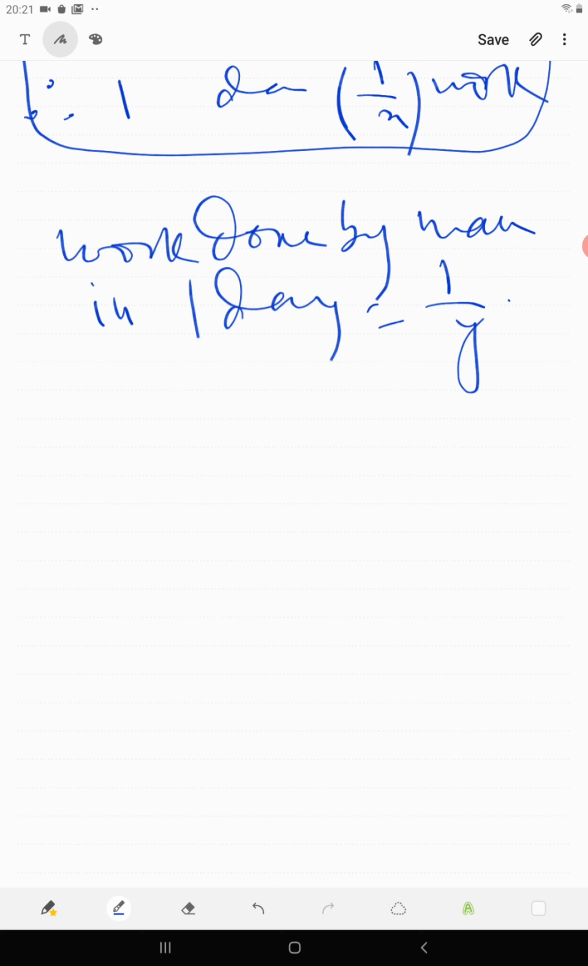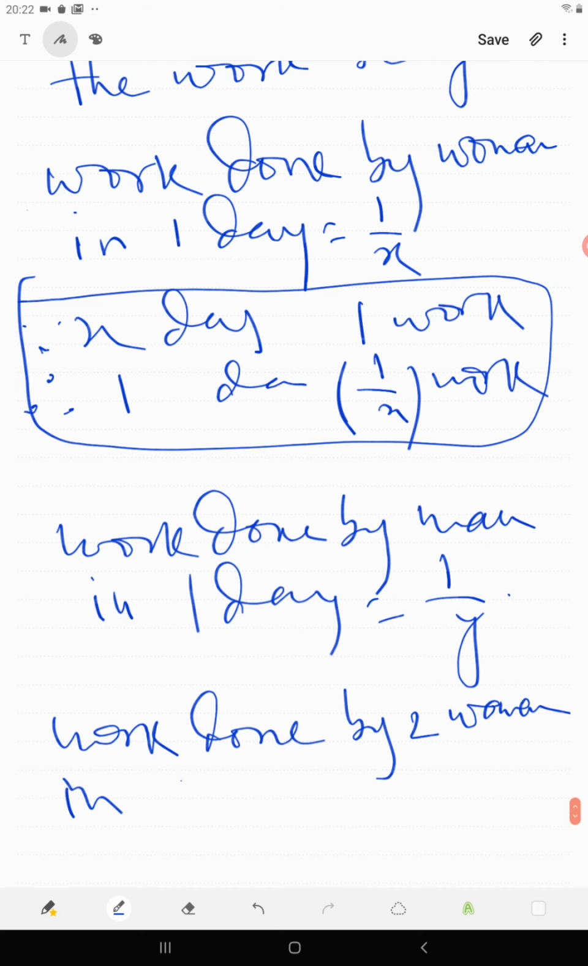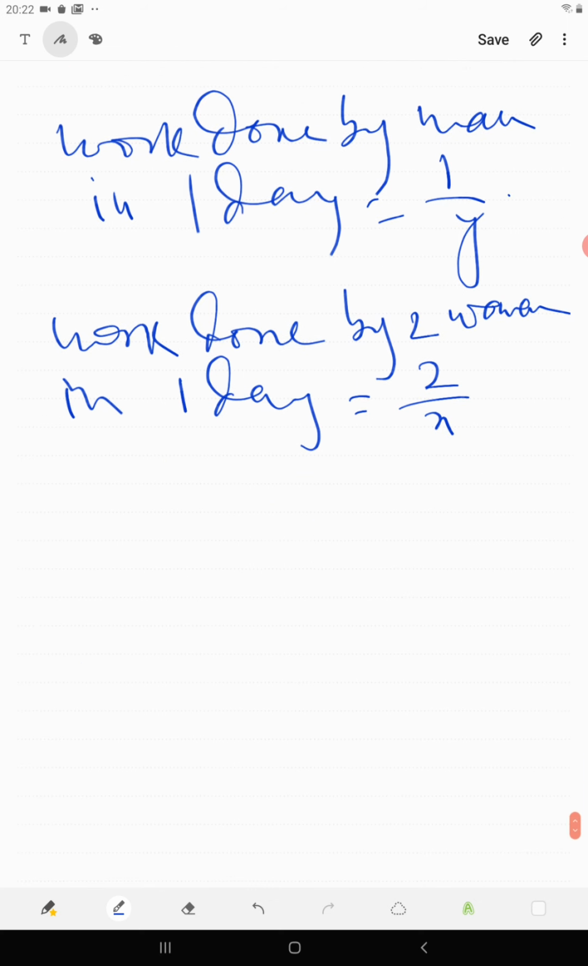Okay, so how much work is done by women in one day? Work done by 2 women is 2 into 1 by X, correct? One woman does 1 by X work, so 2 women will do 2 by X work in one day.